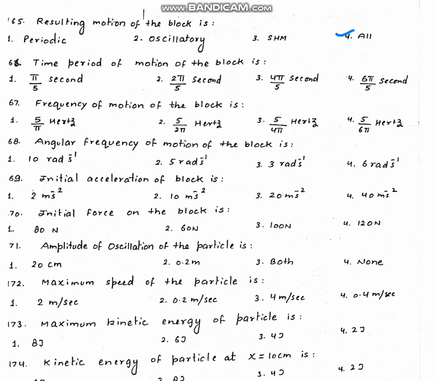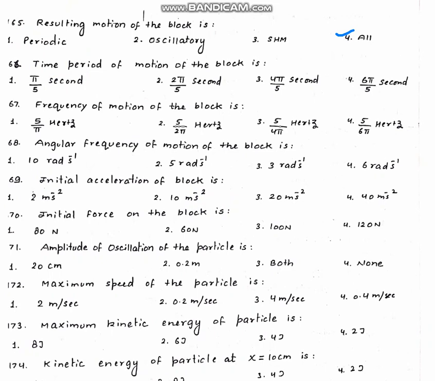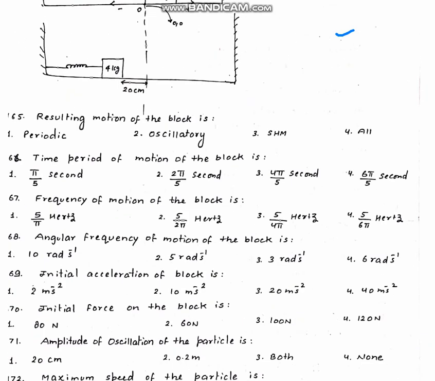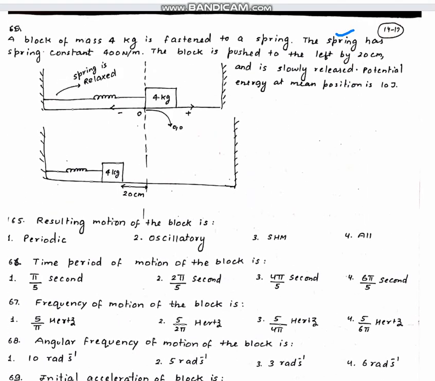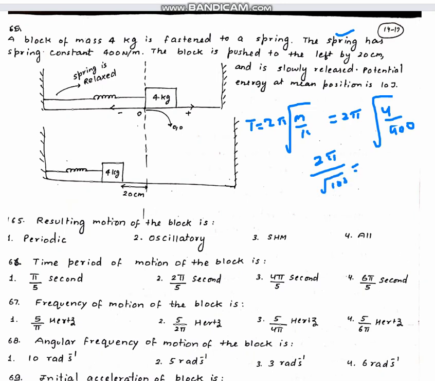Next is time period of the motion. So time period is 2 pi root m by k. So here time period will be 2 pi root over m by k, which is, m is 4 here and k is 400. So this will be 2 pi by root 100, which will be 2 pi by 10, which is pi by 5. So first will be correct here.